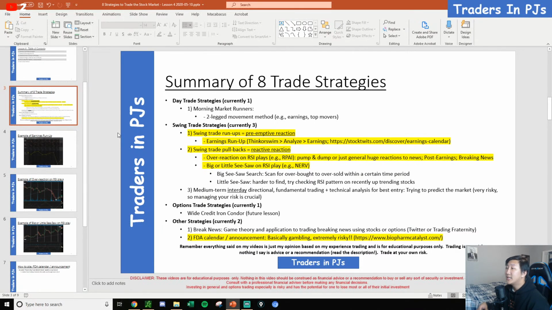And number 3 is big or little seesaw on RSI as well. And I'll show you an example of that. I just want to touch on a few strategies that I have shared or will be talking about in the future.